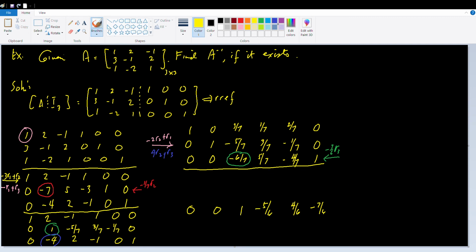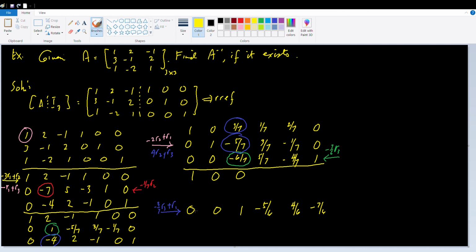Okay, so this is a leading entry, and entries above must become 0. So 3 over 7 needs to become 0. So we multiply the third row by negative 3 over 7 and add it to row 1. So negative 3 over 7 times 0 is 0 plus 1 is 1. Negative 3 over 7 times 0 is 0 plus 0 is 0. Negative 3 over 7 times 1 is negative 3 over 7 plus 3 over 7 is of course 0. Negative 3 over 7 times negative 5 over 6 plus 1 over 7.